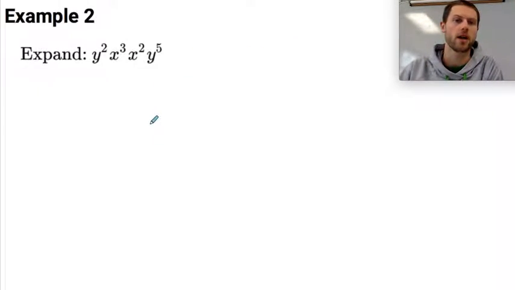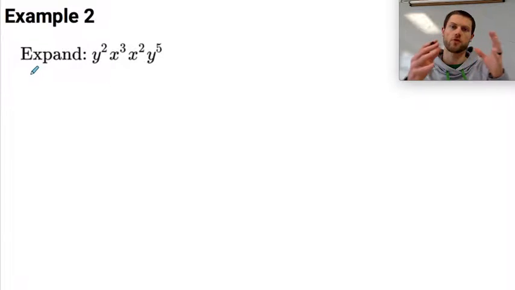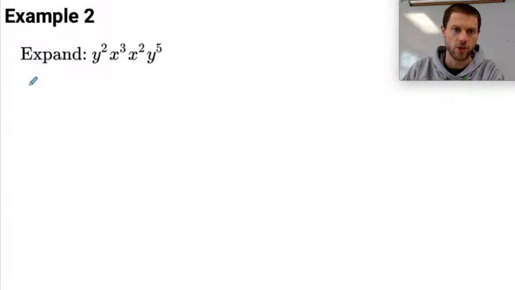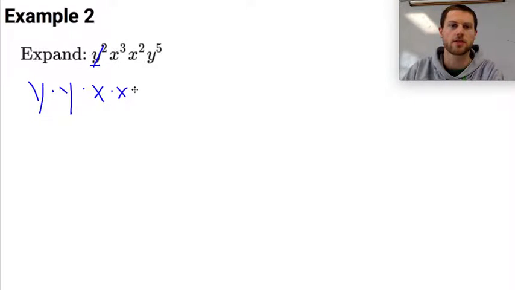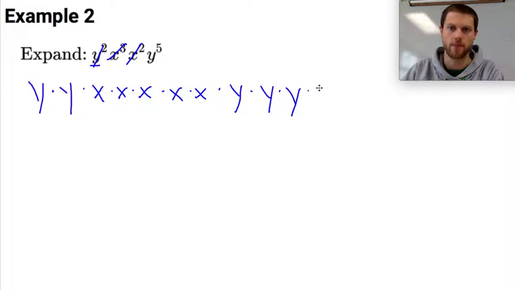Let's try another example, kind of similar, but now I've got even more variables to work with. I've got y's and I've got x's. So if I'm just expanding this, reading this from left to right, y squared becomes y times y. That takes care of this. Now let's write down my x's. x times x times x. That takes care of x to the third times x times x. That's x to the second times y times y times y times y times y. There's my y to the fifth.